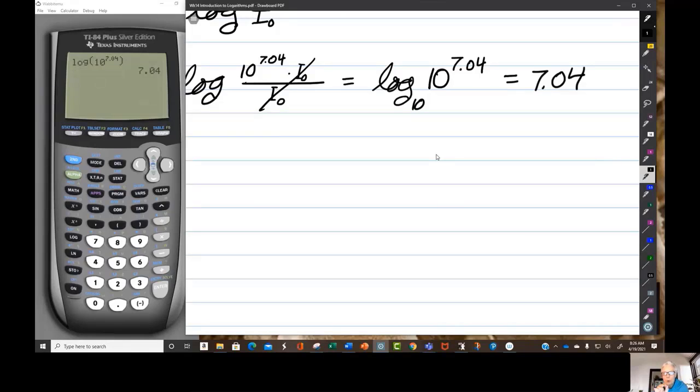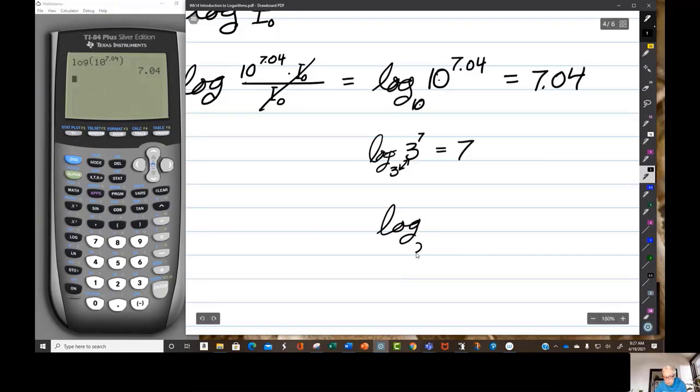Tomorrow, Wednesday, we deal with this more in depth, but right now, it's enough to tell you this. There's a cool property of logarithms that says when the base matches the argument, the answer is the exponent. So for instance, log base 3 of 3 to the 7th power is 7, because this number matches that number. They're both bases, and the bases are exactly the same.